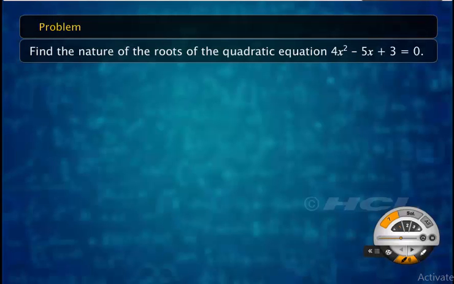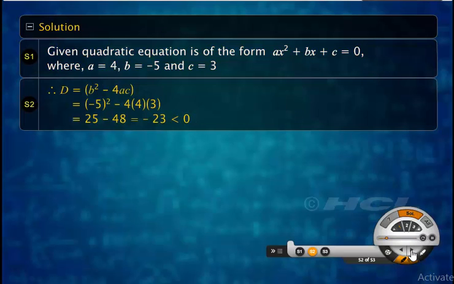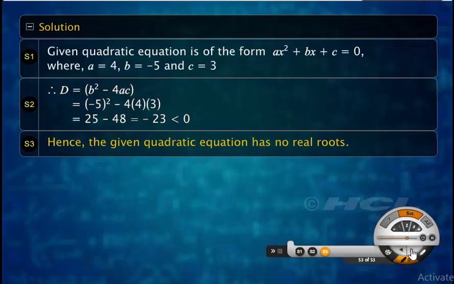Find the nature of the roots of the given quadratic equation. The given quadratic equation is of the form ax squared plus bx plus c equals 0. Therefore, in the given quadratic equation, a is equal to 4, b is equal to minus 5, and c is equal to 3. Now, compute discriminant D using b squared minus 4ac. Observe that the value of the discriminant is less than 0. Hence, the given quadratic equation has no real roots.